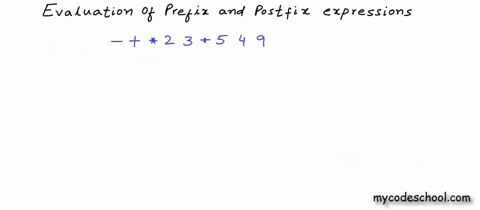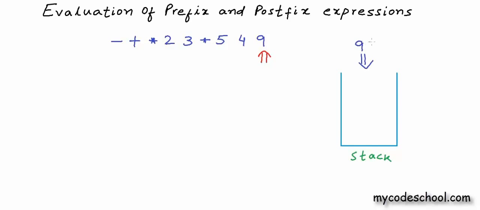Let's now see how we can evaluate a prefix expression like this. We will do it just like postfix. This time all we need to do is scan from the right. So we will go from right to left. Once again we will use a stack. If it's an operand, we can push it onto the stack. So here for this example, 9 will go onto the stack. And now we will go to the next entity on the left. It's 4. Once again we have an operand. It will go onto the stack. Now we have 5. 5 will also be pushed onto the stack.